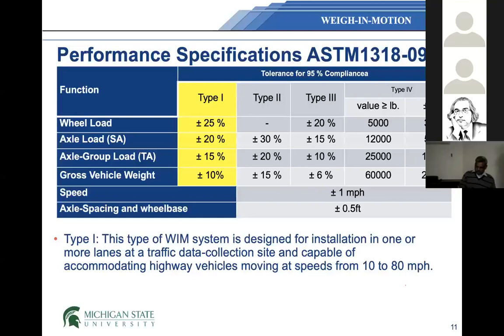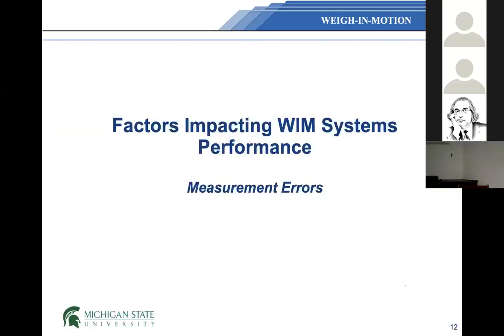So these are the accuracy requirements by ASTM, and all the WIM in the US have to meet these specifications. Now there are other types, for freight and for other needs, so the accuracies are different for those, and accuracy is more stringent for enforcement purposes. Now I'm talking about data collection for pavement design, so just keep that in mind, and I'll talk about that later too.